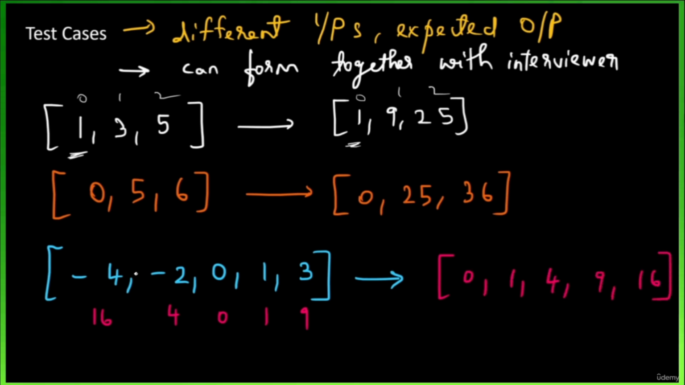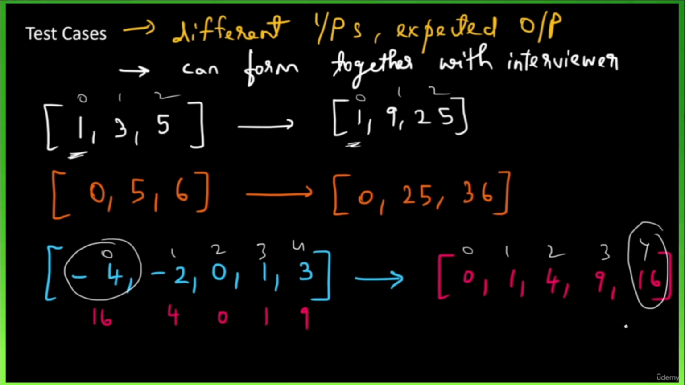Now we can see that the position has changed. This is 0, 1, 2, 3 and 4 indices, and over here let's look at the indices. We can see that here -4 was at index 0, but -4 square, which is 16, is at index 4 over here. So this also has to be taken care of by the algorithm.